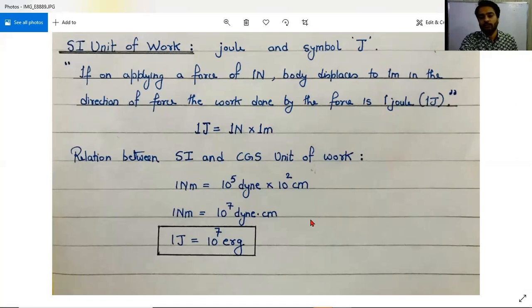Okay. Now the CGS unit of work is ERG. Okay, CGS unit is ERG. We have to learn these things. Okay. So now we have the relation between SI and CGS unit. It is 1 joule is equal to 10 raised to power 7 ERG. Okay. This is an important relation. It may come for 1 mark.